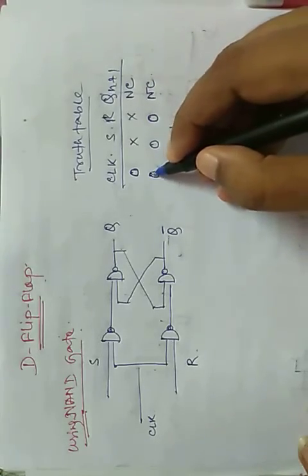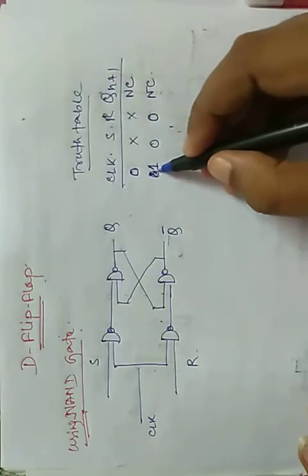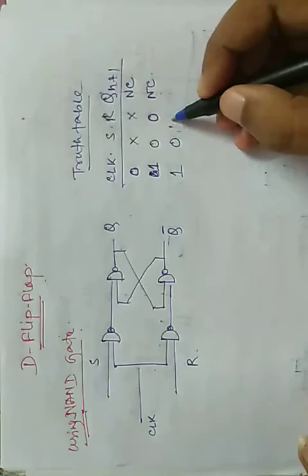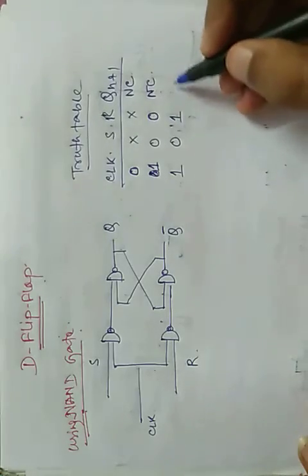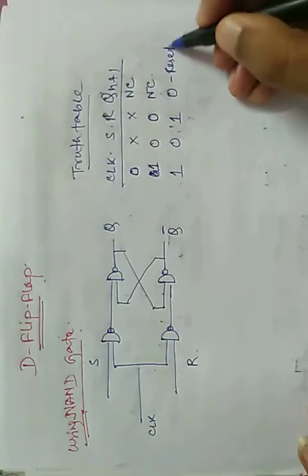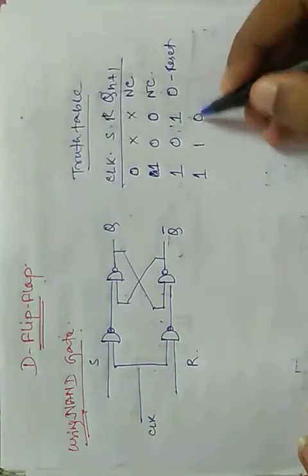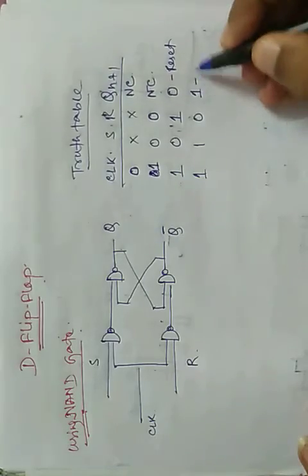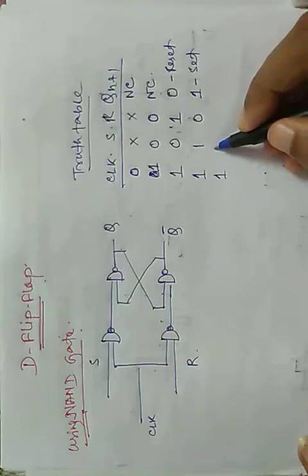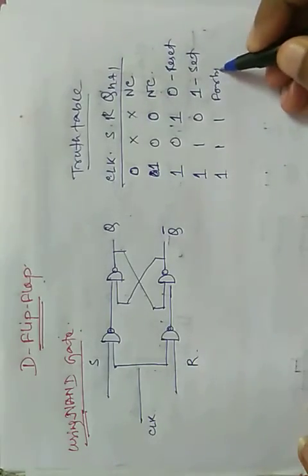When clock is 1, it is in active state. When clock is 1, S is 0, R is 1, output will be 0, that is reset. Clock is 1, S is 1, R is 0, output will be 1, that is set. Clock is 1, S is 1, R is 1, output will be forbidden state, which is invalid.